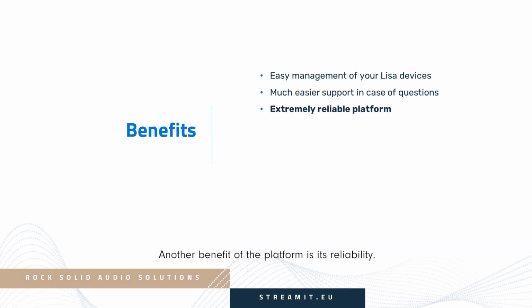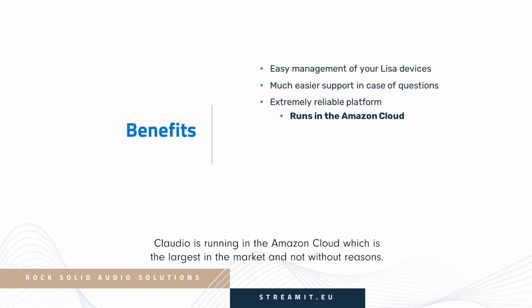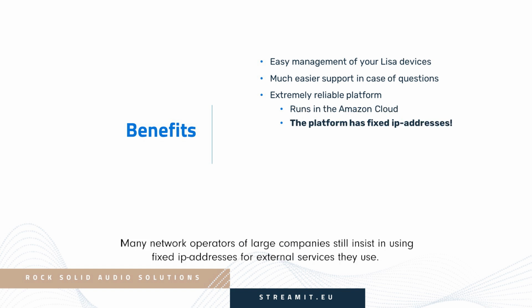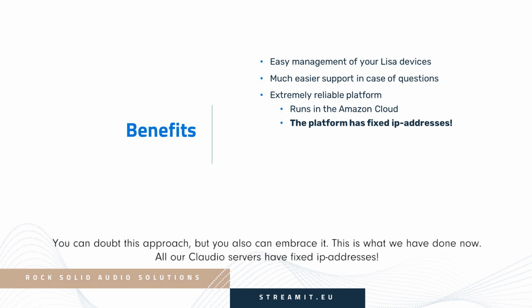Another benefit of the platform is its reliability. Claudio is running in the Amazon cloud, which is the largest in the market and not without reasons. Many network operators of large companies still insist in using fixed IP addresses for external services they use. You can doubt this approach, but you also can embrace it. This is what we have done now. All our Claudio servers have fixed IP addresses.